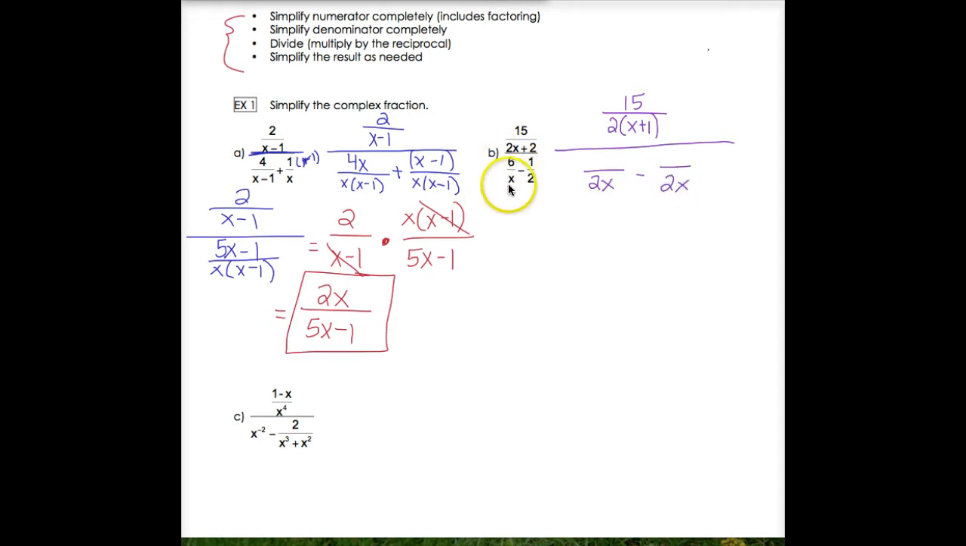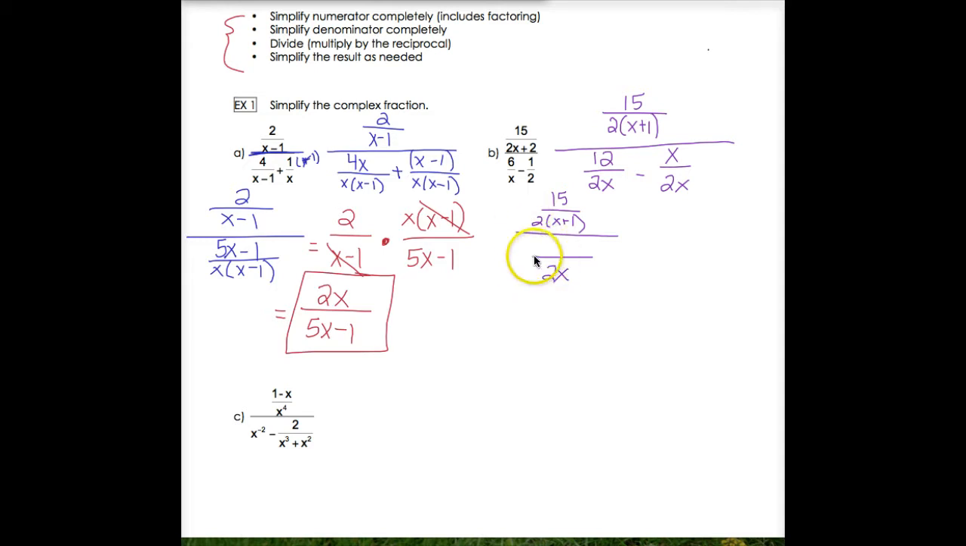So the left side fraction, I need to multiply the top by 2 because that's what I multiplied the bottom by, so 6 times 2 is 12. And the right side fraction, I multiplied by x, so I do the same in my numerator. So now I've got 15 over 2 times x plus 1 in my numerator. In the denominator, I can combine my like terms, make it one single fraction with a denominator of 2x.